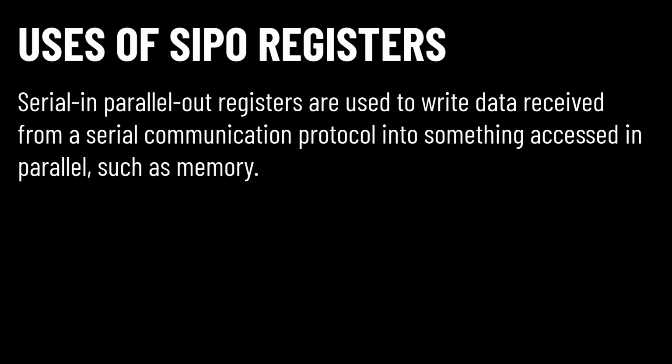Serial in, parallel out registers are typically used when data that's received from a serial communication protocol needs to be accessed in parallel, say when saving serially received data into memory.